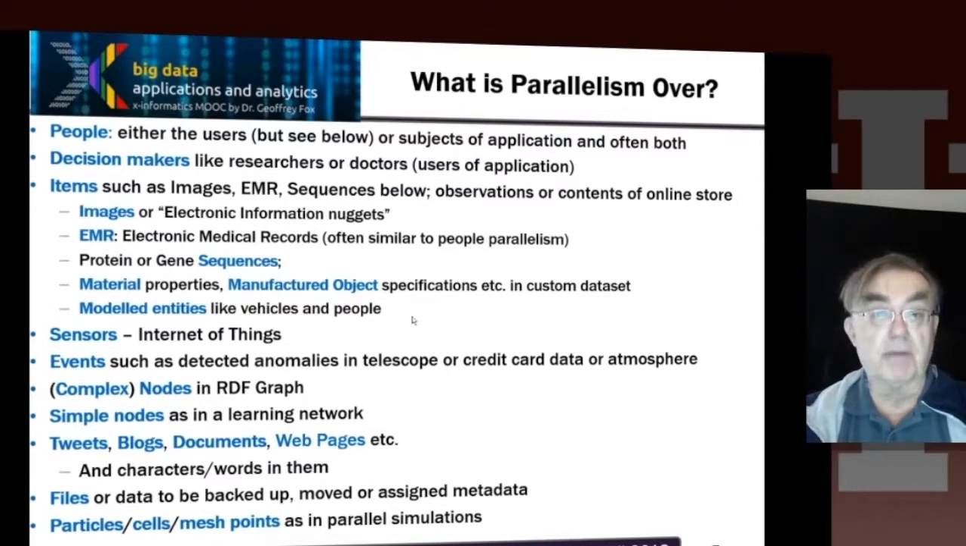Another simple thing you have parallelism of is just the resources, like the files or the data itself, when you want to do parallel backup or process the data in some sense in parallel.